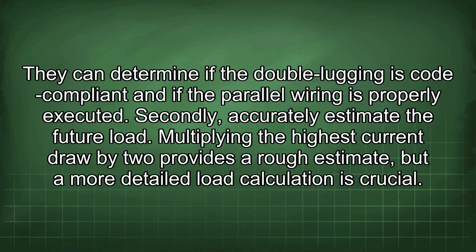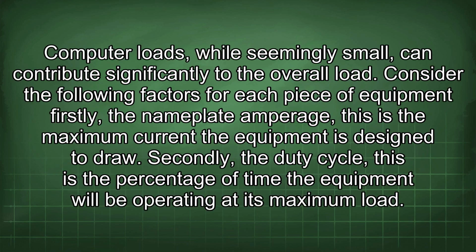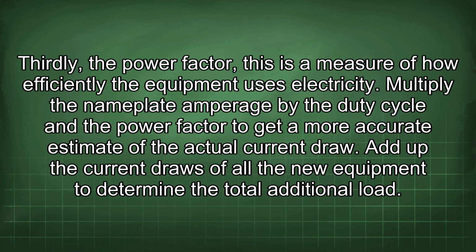Secondly, accurately estimate the future load. Multiplying the highest current draw by 2 provides a rough estimate, but a more detailed load calculation is crucial. Computer loads, while seemingly small, can contribute significantly to the overall load. Consider the following factors for each piece of equipment. Firstly, the nameplate amperage. This is the maximum current the equipment is designed to draw. Secondly, the duty cycle. This is the percentage of time the equipment will be operating at its maximum load. Thirdly, the power factor.